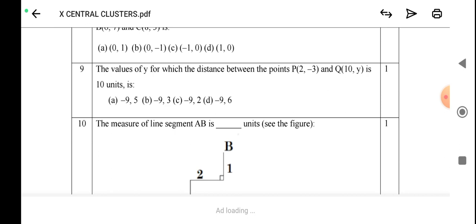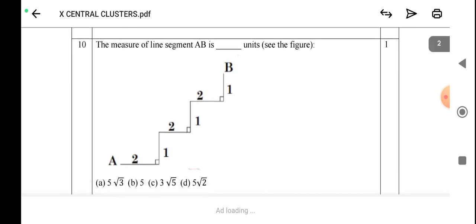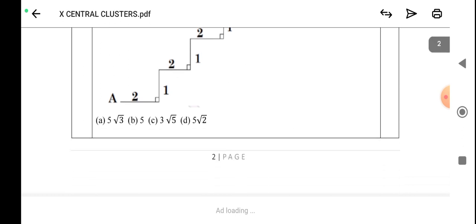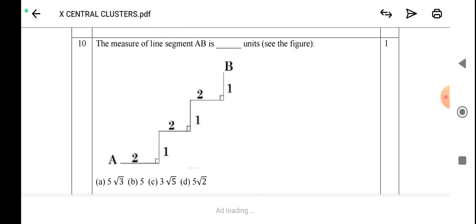Then ninth question, again coordinate geometry, distance. You have to apply the distance formula and get the answer. Easy. Question number 10, children. What topic? Can you consider this for triangles or coordinate geometry? Whatever. They are asking AB line segment.